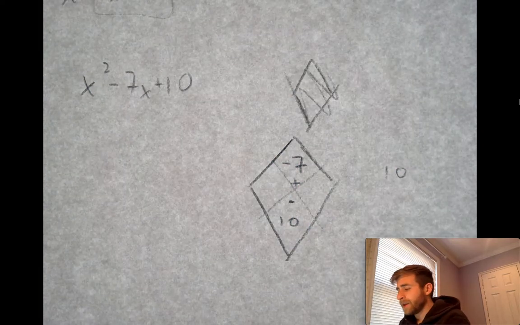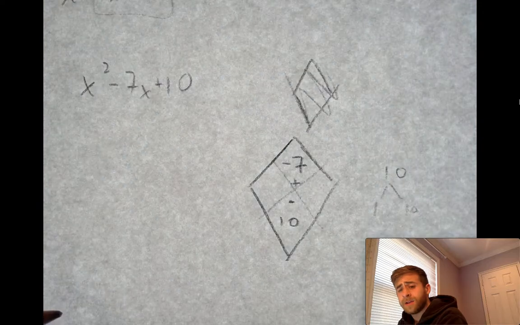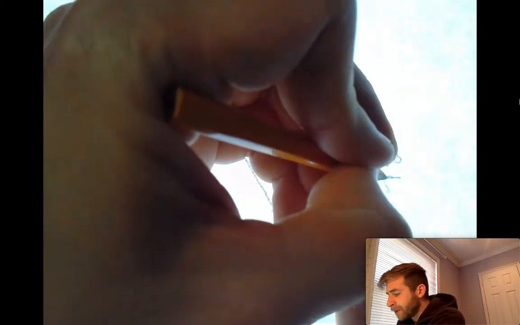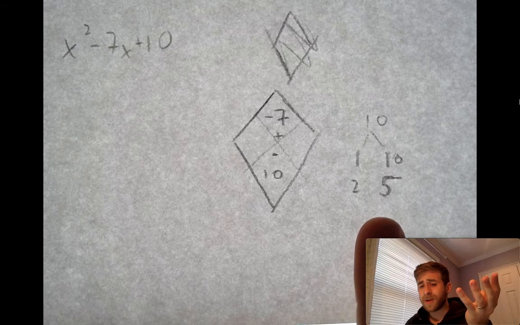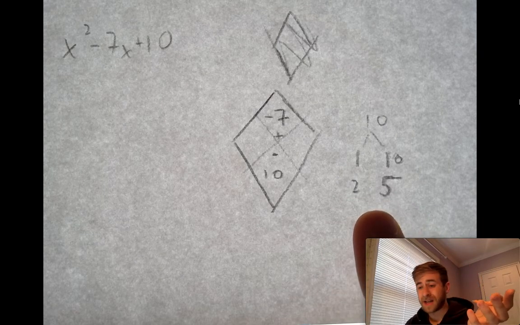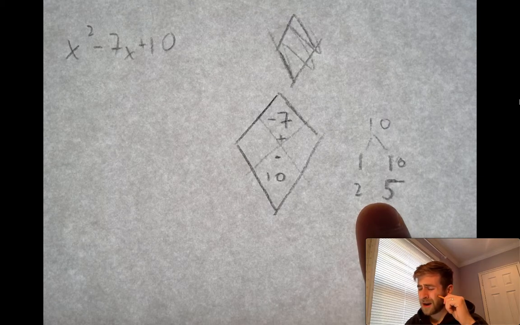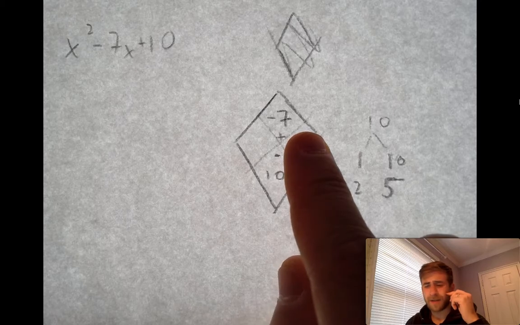10, I can do 1 and 10. I can do 2 and 5. 3 does not multiply nicely to 10. 4 doesn't multiply nicely to 10. And once we get 5 already there, here's all my factors of 10. So I got to play around with 1 and 10 and 2 and 5 to figure out how I could possibly add to make a negative 7.